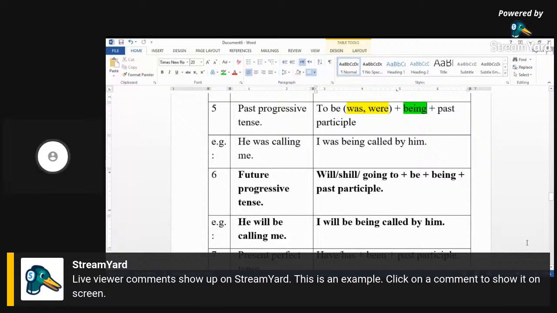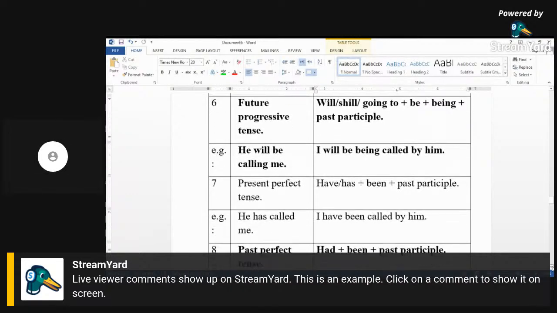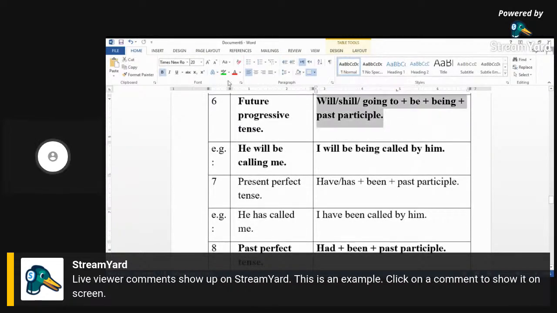Future progressive tense. What will we do in the future progressive tense? We have to consider this structure whenever we would like to change a future continuous tense into the passive voice. He will be calling me. I will be. So we have be again here. Be is the to be verb. This is an extra being that, as I mentioned earlier, we have to add in all progressive tenses. So this is the future progressive tense. He will be calling. I will be being called by him. So we have to obey this structure.